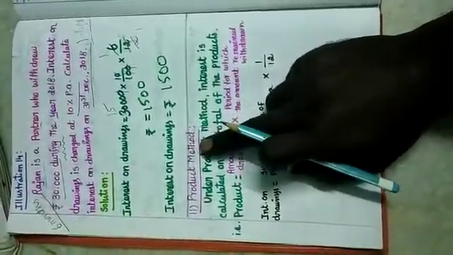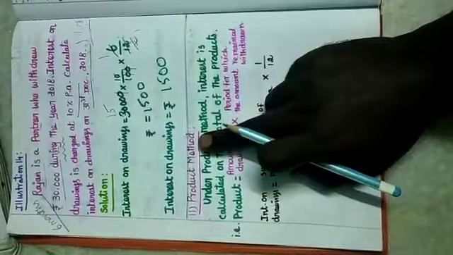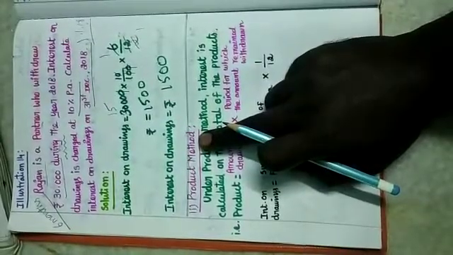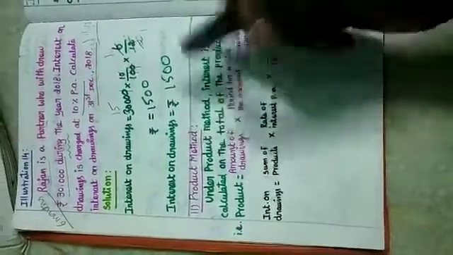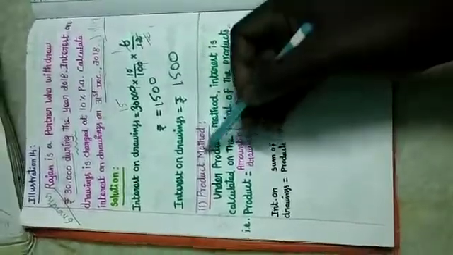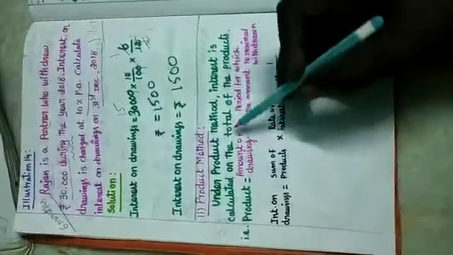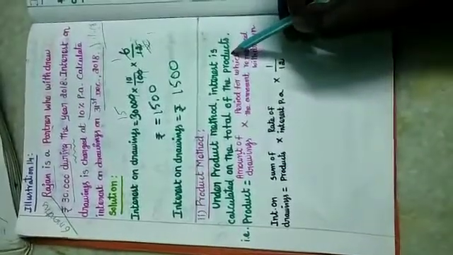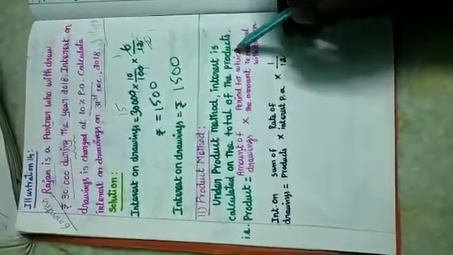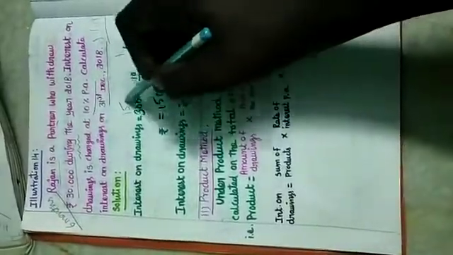Now we are calculating interest and drawings. There are different methods to calculate the interest on drawings. The first method we have learned is the direct method. The second method is the product method. In the product method, interest is calculated on the total of the products. In the first method, the interest is charged on the amount withdrawn.